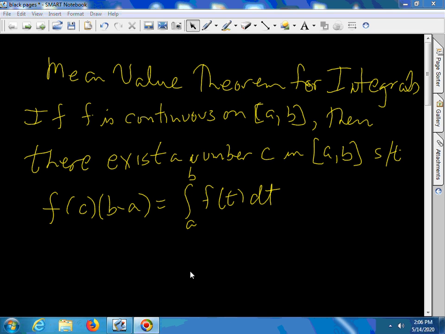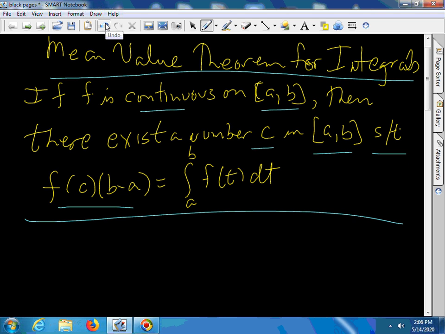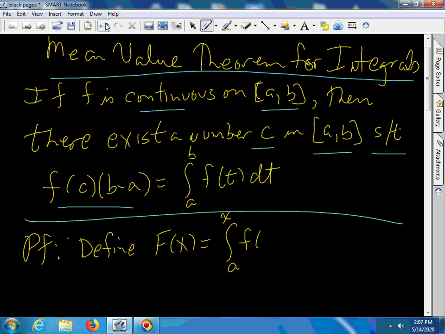We're going to prove the mean value theorem for integrals, which states that if f is continuous on [a, b], then there's a number c in [a, b] such that this is true. So what we're going to do is define, let me write proof, big F of x to equal the integral from a to x of f(t) dt.